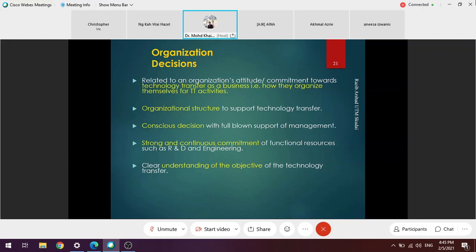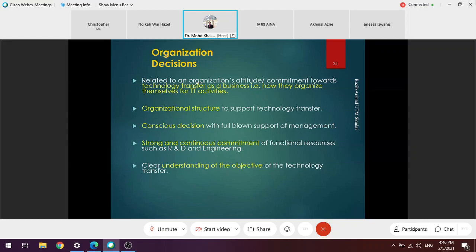But what if you have a very big company, for example, around 200 staff, so many assets, so many partners in your business and so on. This is a very challenging thing. You have to make sure that the whole of your organization, at least the top management, agrees with the efforts of doing the technology transfer. All right, so this is basically organizational structure under conscious decision with full-blown support of management. You have to obtain this in the very first place before you can go further.